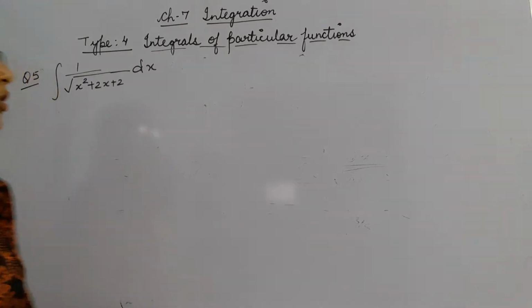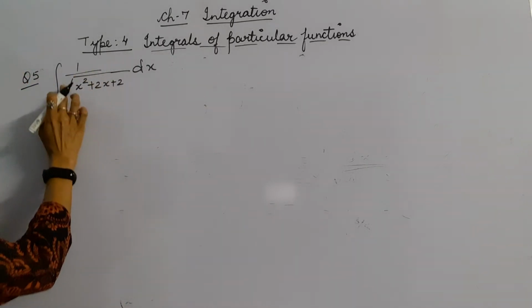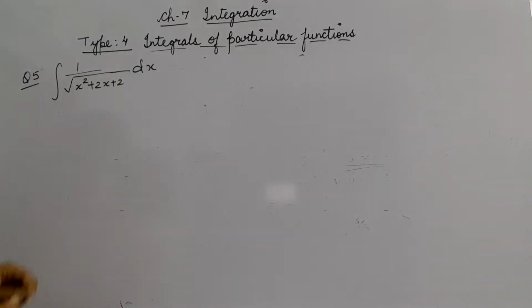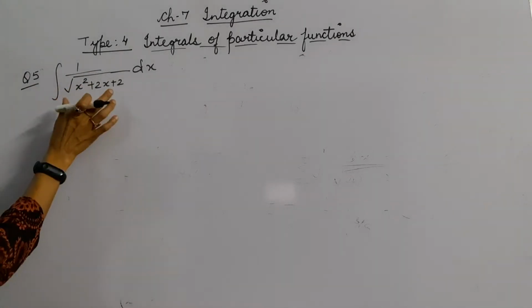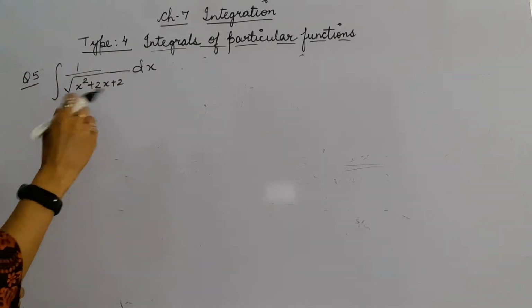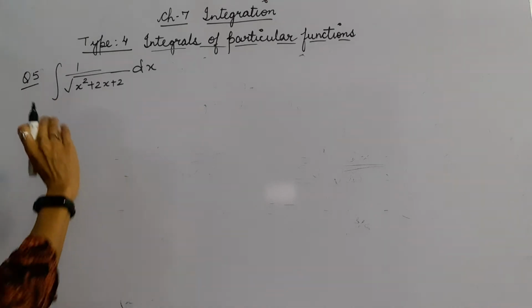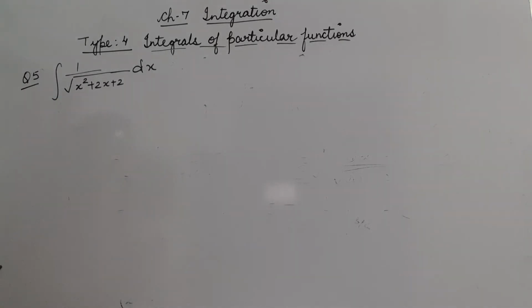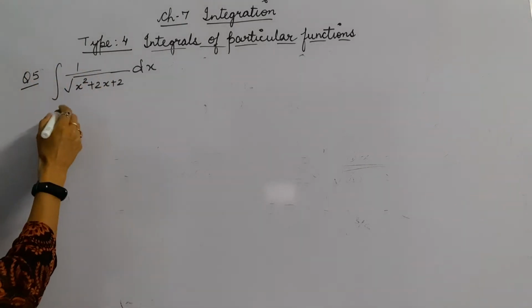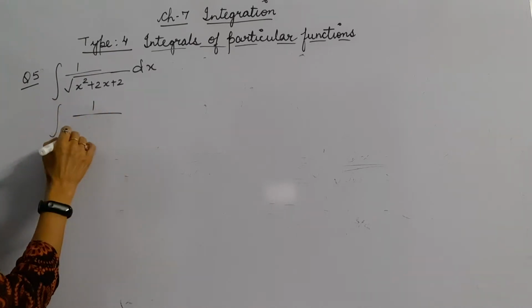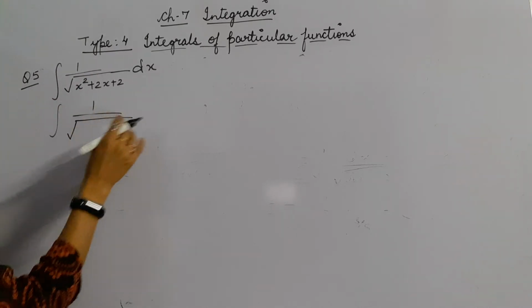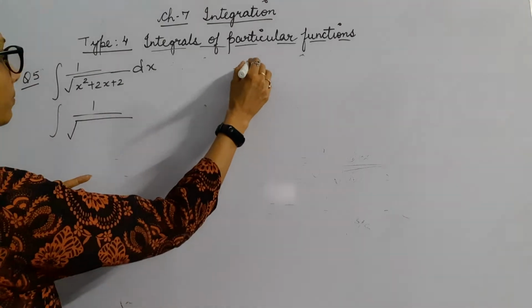Let's see this question, children. Whenever you have a quadratic polynomial in the denominator, then you have to convert into x square plus a square form or x square minus a square form according to the sign present over here. So let's convert into two perfect terms. So how I can convert it? 1 upon under root. This is already, I'll show you here how you are going to make it perfect square.